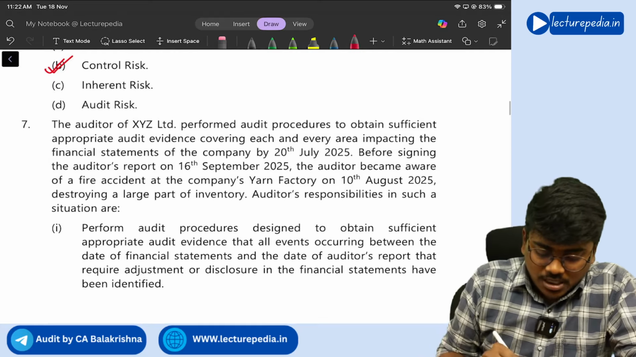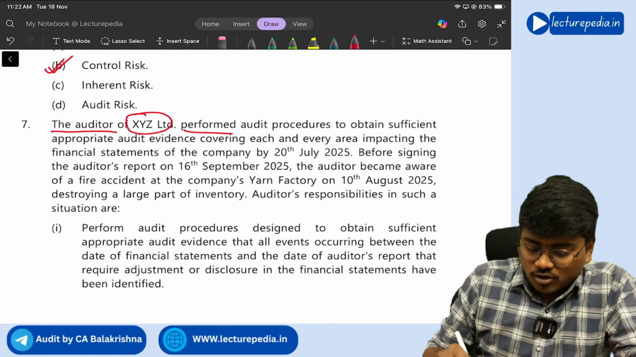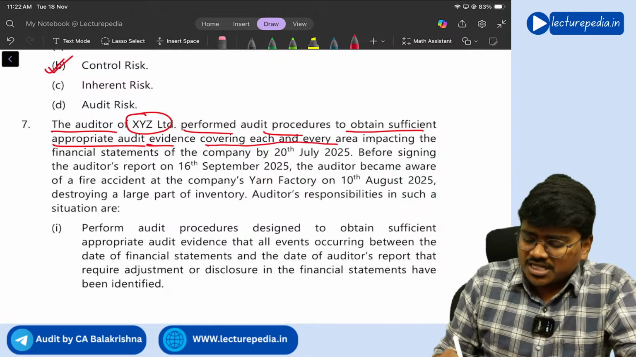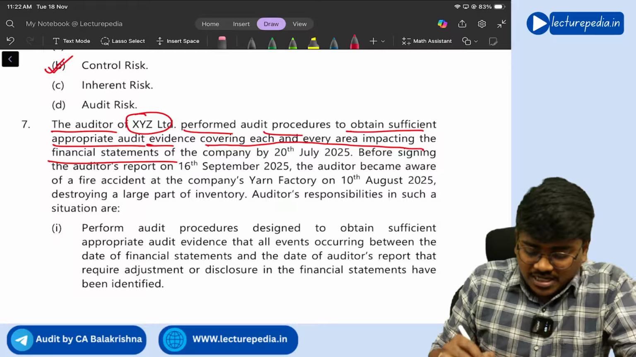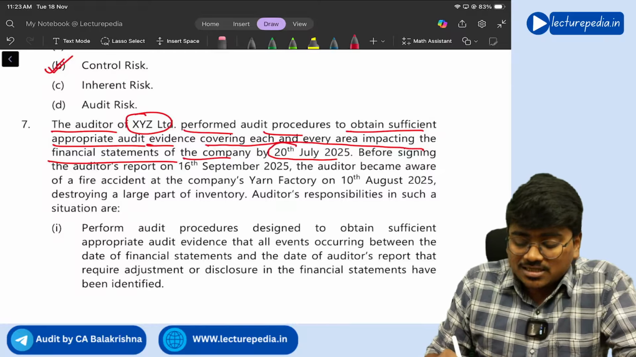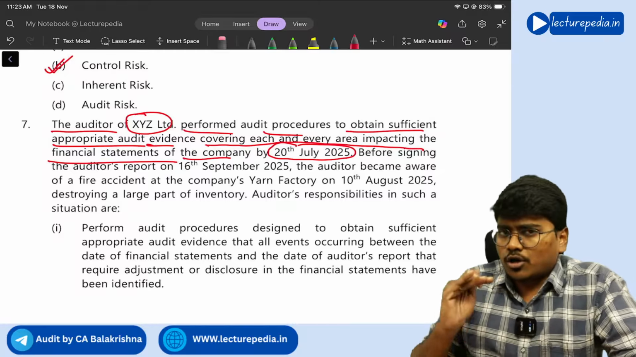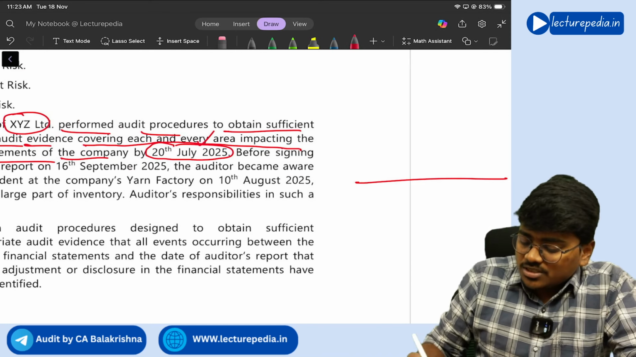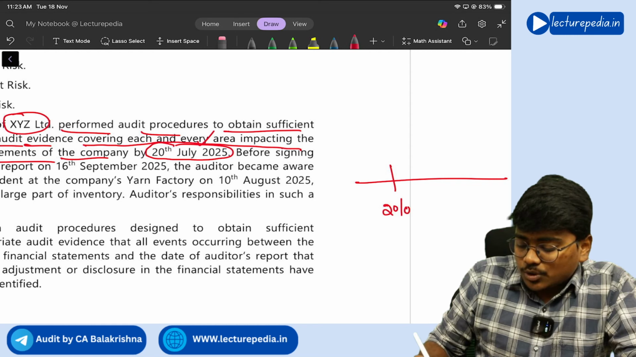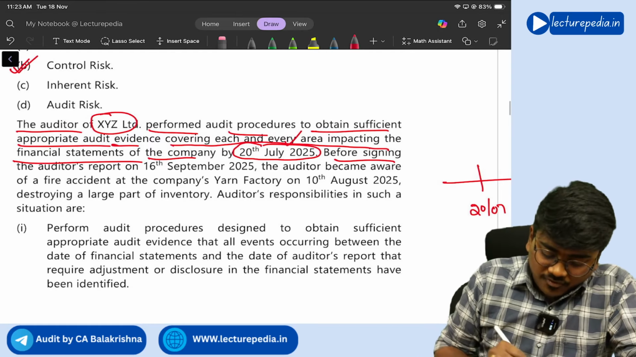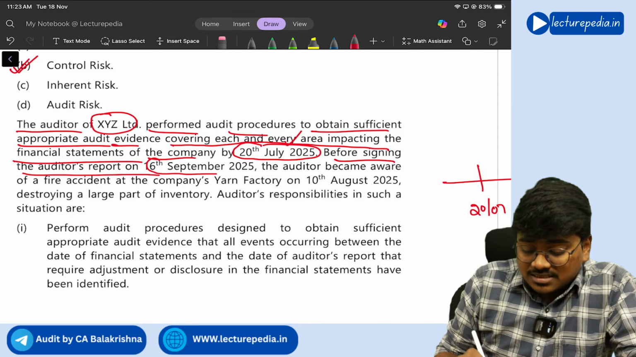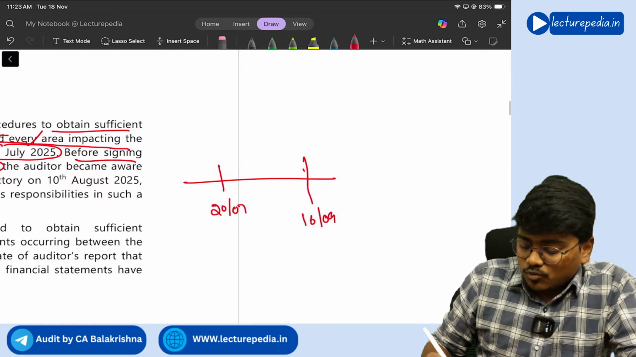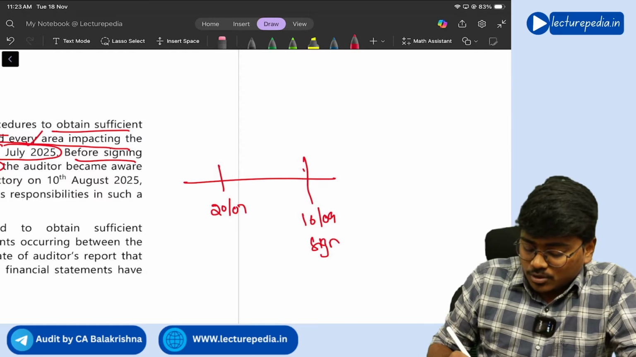Next, seventh MCQ. The auditor of XYZ Limited performed audit procedures to obtain sufficient appropriate audit evidence covering each and every area impacting the financial statements of the company by 20th July 2025. So all the audit procedures were completed by 20 July. Okay, this is the timeline. 20 July, all audit procedures completed. Next, before signing the auditor's report on 16th September 2025. So on 16th September, he wanted to sign the audit report.